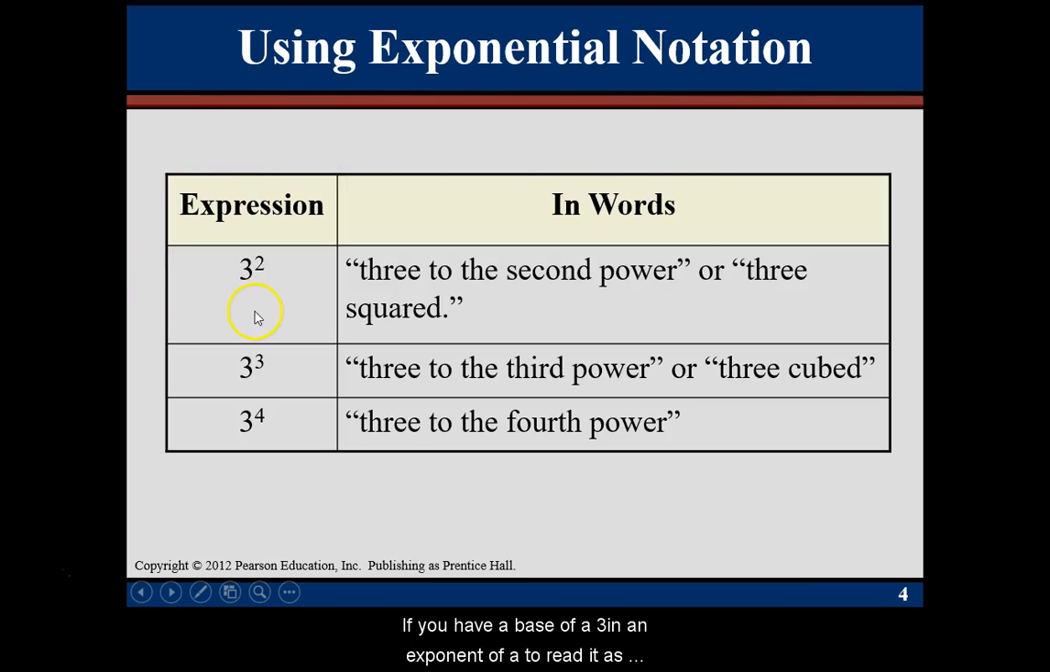If you have a base of a 3 and an exponent of a 2, we read it as 3 to the 2nd power. You can also say 3 squared. 3 to the 3rd power is when you have a base of a 3 and a power of a 3, and you could also say 3 cubed. However, once your exponent is larger than a 3, we normally just say whatever your base is and raise to the power that's given in the exponent. So 3 with an exponent of a 4 would just be 3 to the 4th power.